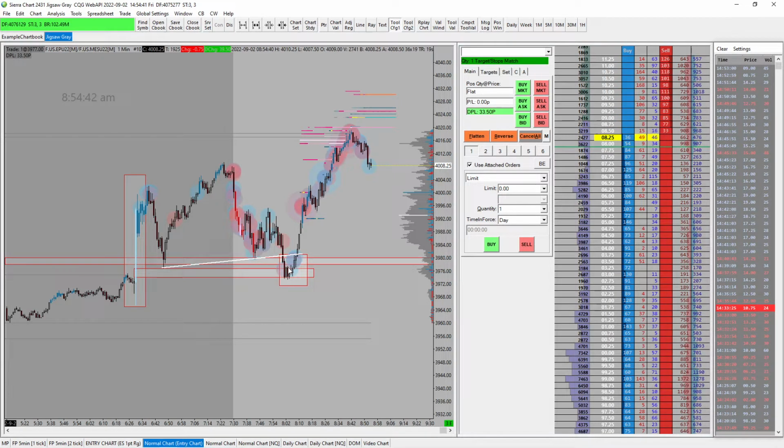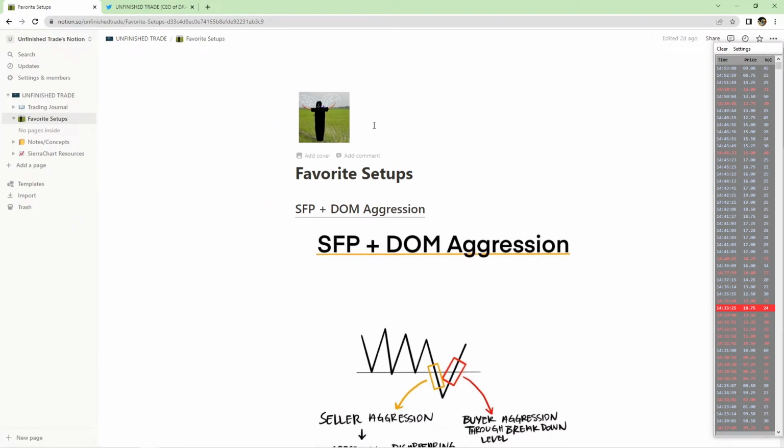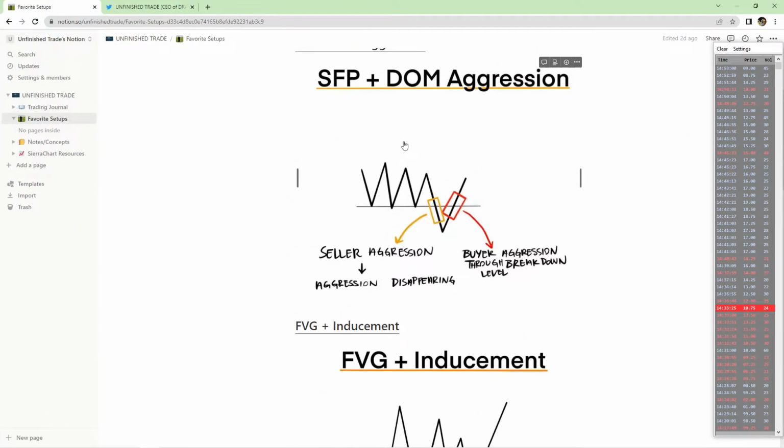And that inducement just baits people in. We dip down to this fair value gap, and then buyers step in and we go up. So that's pretty much the setup. I'll show you, I have a few drawings of setups I like to take, and if you look at them, they're all essentially the same.